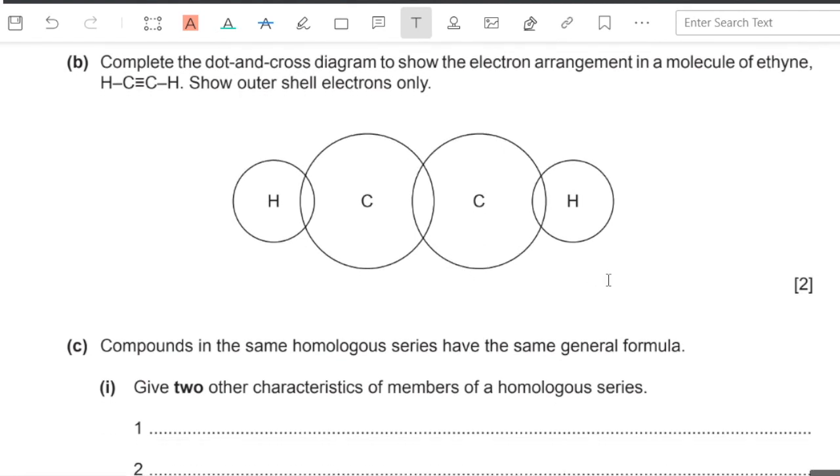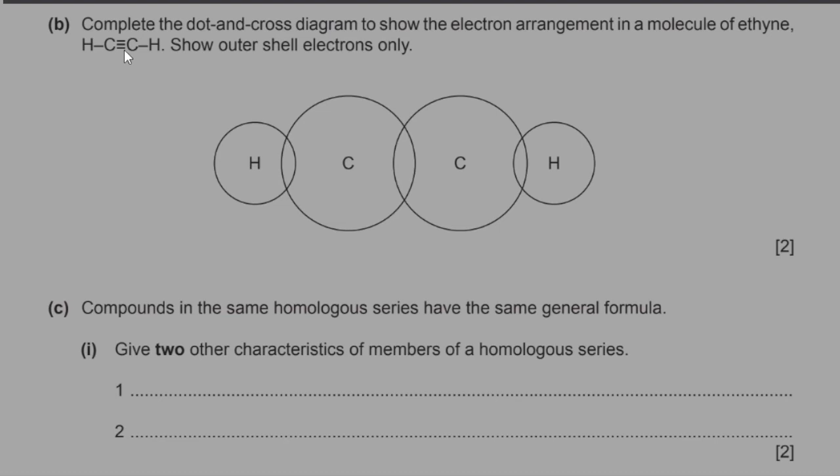B, complete the dot and cross diagram to show the electron arrangement in a molecule of ethyne. Show the outer shells only. Right, so as you can see over here, there is a triple bond, meaning each of the carbons shares 6 electrons, or 3 of its own. So I'll be using a cross to represent electrons of a carbon atom, and a circle for the other carbon atom, and then dots for hydrogen.